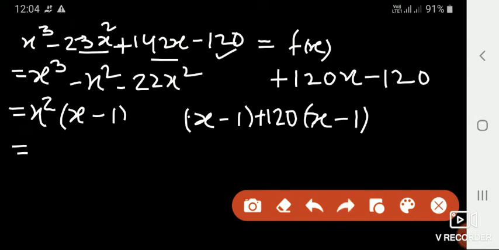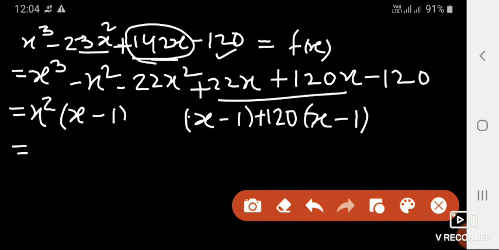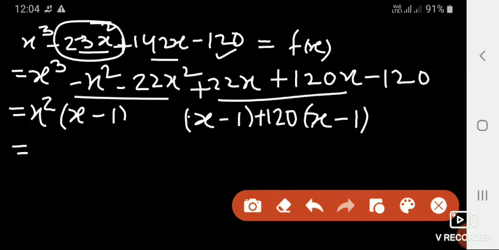Now next, see 142. Here I have written 120x. I have already written 120x. So how much is left? 22x. Yes. So here I will write 22x. Now these two will give you the formation of 142x, and these two will give you the formation of minus 23x square. Now see, nothing else is there. I have just written whatever the polynomial was, but I have split these two terms.